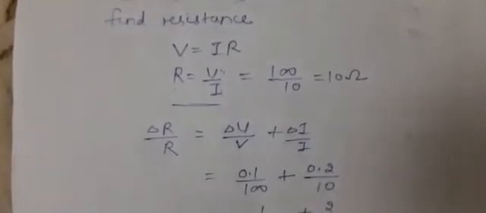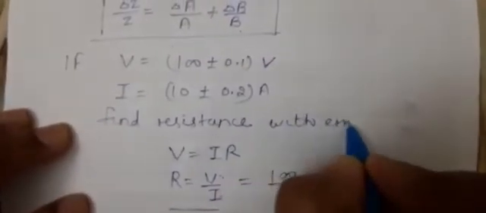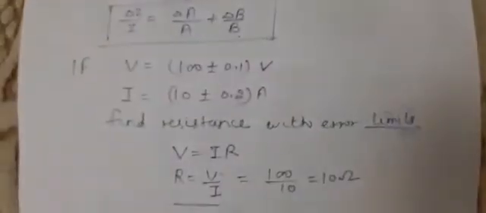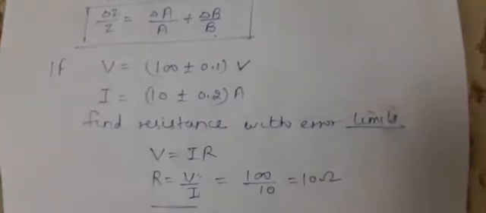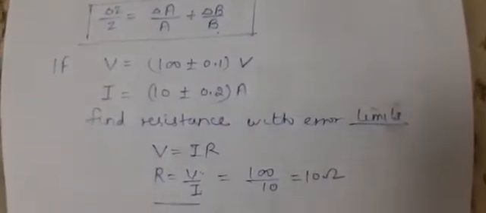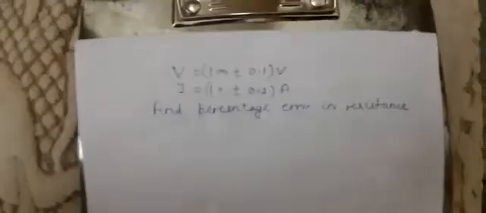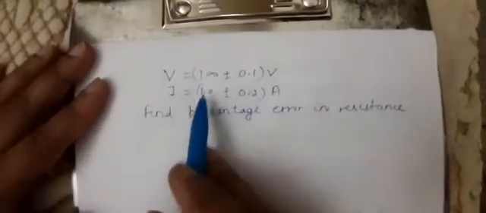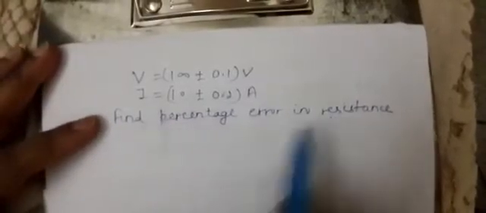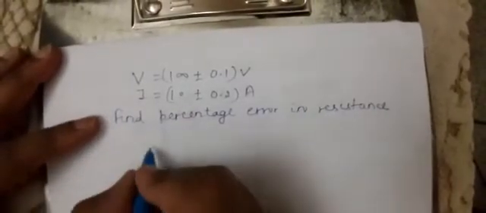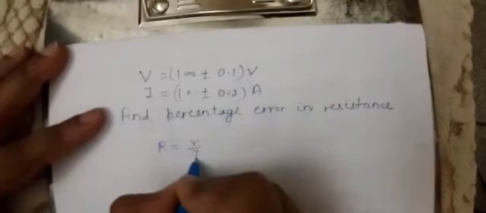See, in this question it has been asked to find the resistance with error limits. Now, if instead we have to find the percentage error in resistance, then what do we have to do in the same numerical? Here, for the same statement, the final result has been changed. Find the percentage error in the measurement of resistance, as resistance is V upon I.